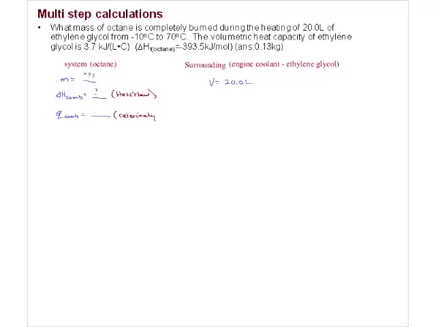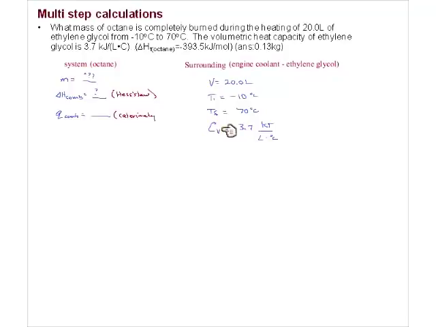So what do I know about the ethylene glycol? I know the volume, I know the initial temperature, and I know the final temperature. I also know the volumetric heat capacity of the ethylene glycol. Now that's new. What do they mean by volumetric heat capacity? Well, everything up to this point has been a specific heat capacity, which is dependent on the mass.